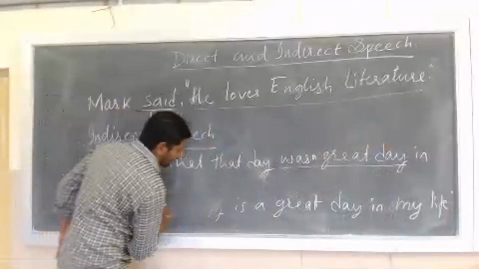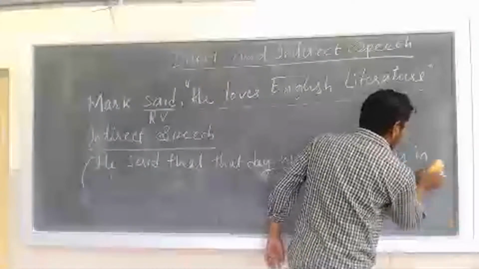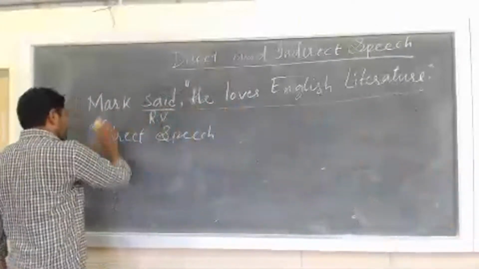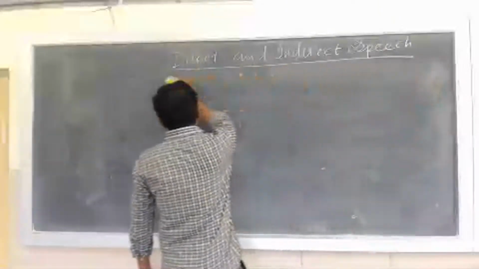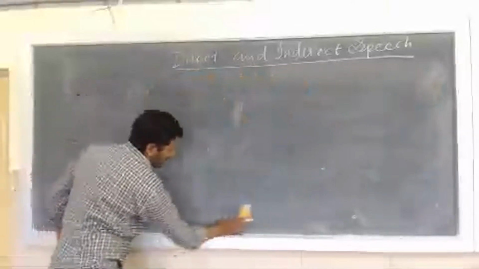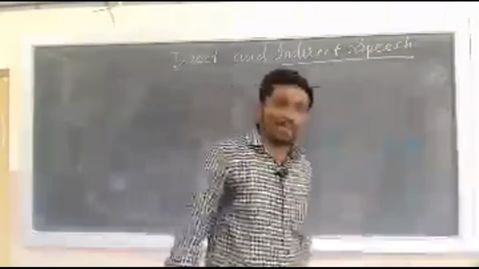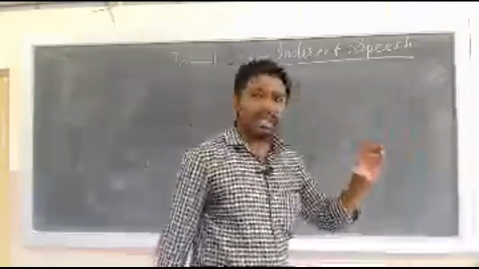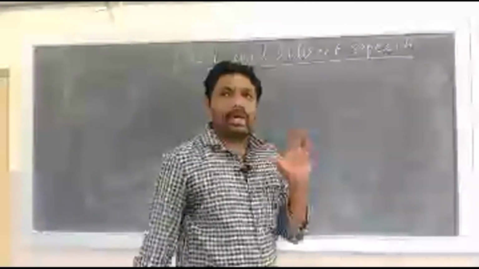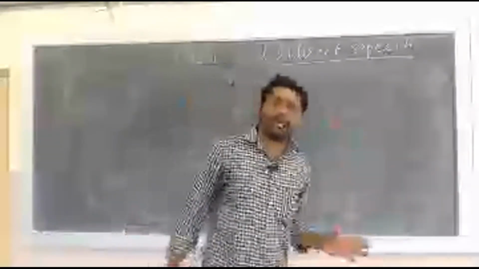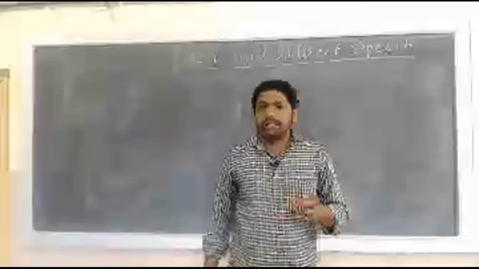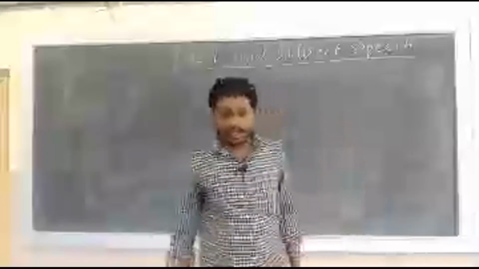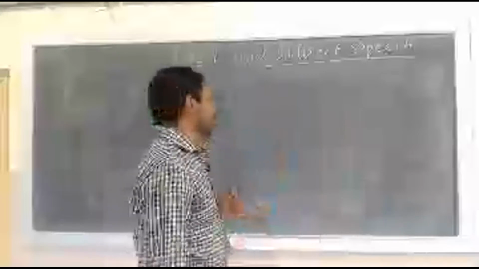So direct speech means when you put the exact words of the speaker. And indirect speech means when you give the essence, quality, content, or the message of the speaker. When you quote the exact words of the speaker, it is direct speech. When you give the message of those spoken words, the content or the message, then it is indirect speech. Now let us see what is a reporting verb.